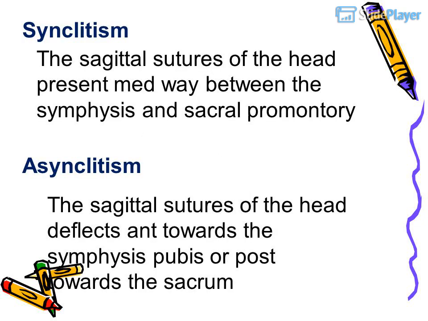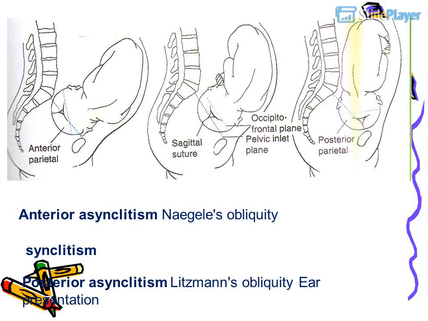Synclitism: the sagittal suture of the head presents midway between the symphysis and sacral promontory. Asynclitism: the sagittal suture of the head deflects toward the symphysis pubis or toward the sacrum. Anterior asynclitism, Naegele's obliquity. Posterior asynclitism, Litzmann's obliquity.